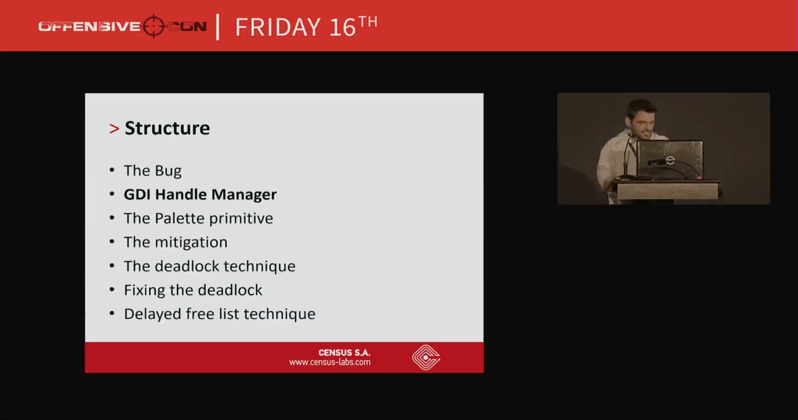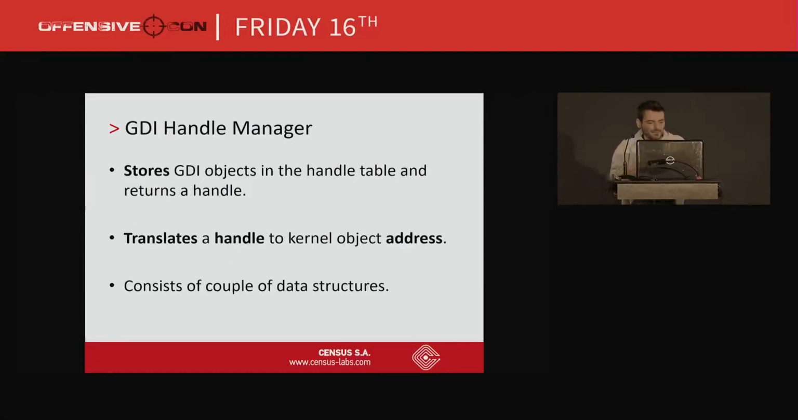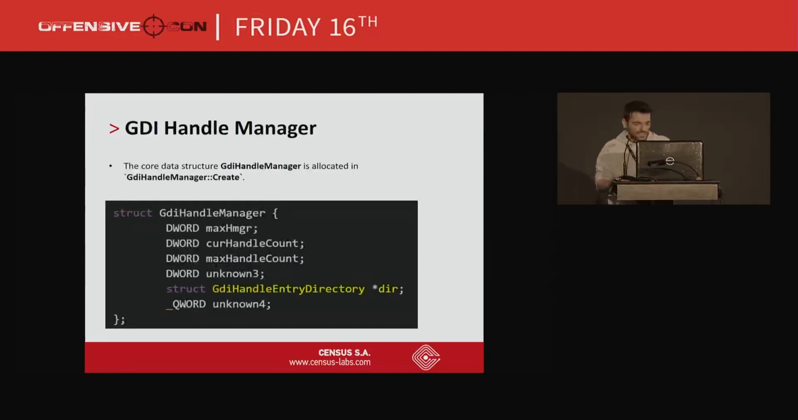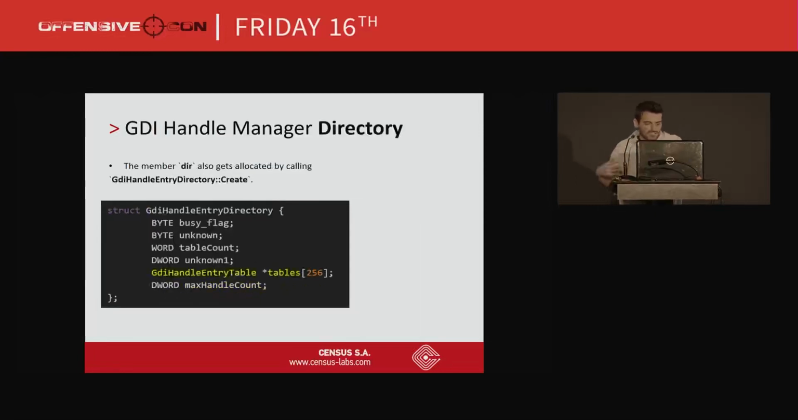So let's see a few things about the GDI handle manager. The main goal of the GDI handle manager is to store a GDI object in the handle table and to return a handle for that object. It also does the opposite: it takes a handle and translates that handle to a kernel object address. And in order to do that, it consists of a couple of data structures. The core data structure is the GDI handle manager, which contains a pointer to the GDI handle entry directory. The GDI handle entry directory is allocated in GdiHandleEntryDirectoryCreate, and it contains 256 pointers to GDI handle entry tables.